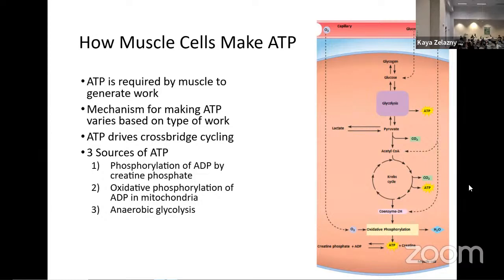Which means we need to make ATP. We need to get it from somewhere. So in our muscle cells, we are going to be making ATP. We're not getting ATP from the bloodstream; it's happening in the muscle fiber itself. So ATP is driving that cross-bridge cycle, and we need to make ATP inside our muscle fiber. We've got a couple of ways that we're going to be able to do that in any given muscle fiber.